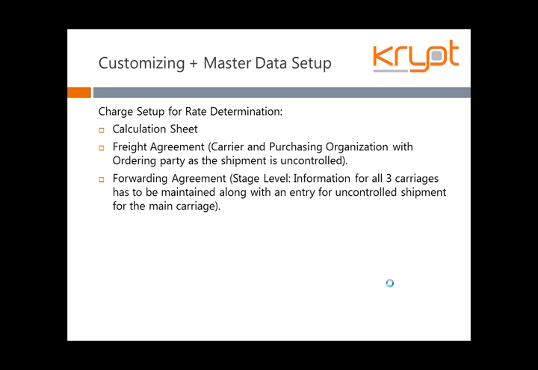So, the different customizing and master data setup. A charge setup will be required. Initially we will be creating the calculation sheets, then the freight agreement between the carrier and the purchasing organization, with the ordering party also being present in that agreement as the shipment is uncontrolled. And the next is the forwarding agreement.